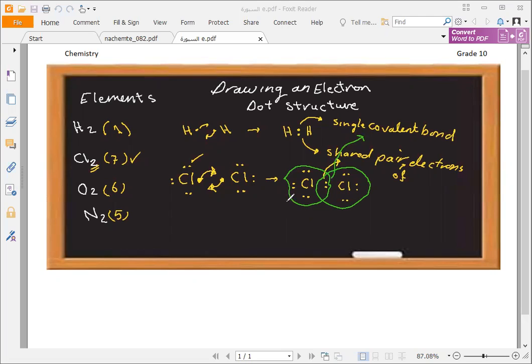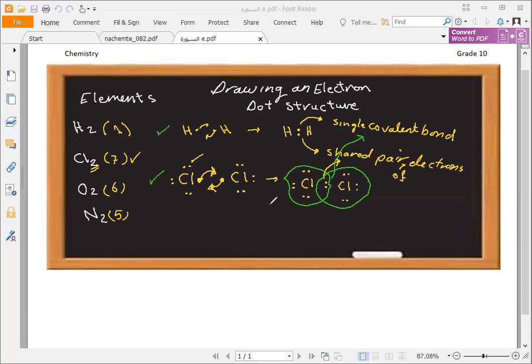Now, can you draw this in your notebook? Be careful about the number of dots around each atom. I'll give you two minutes to draw it in your notebook.